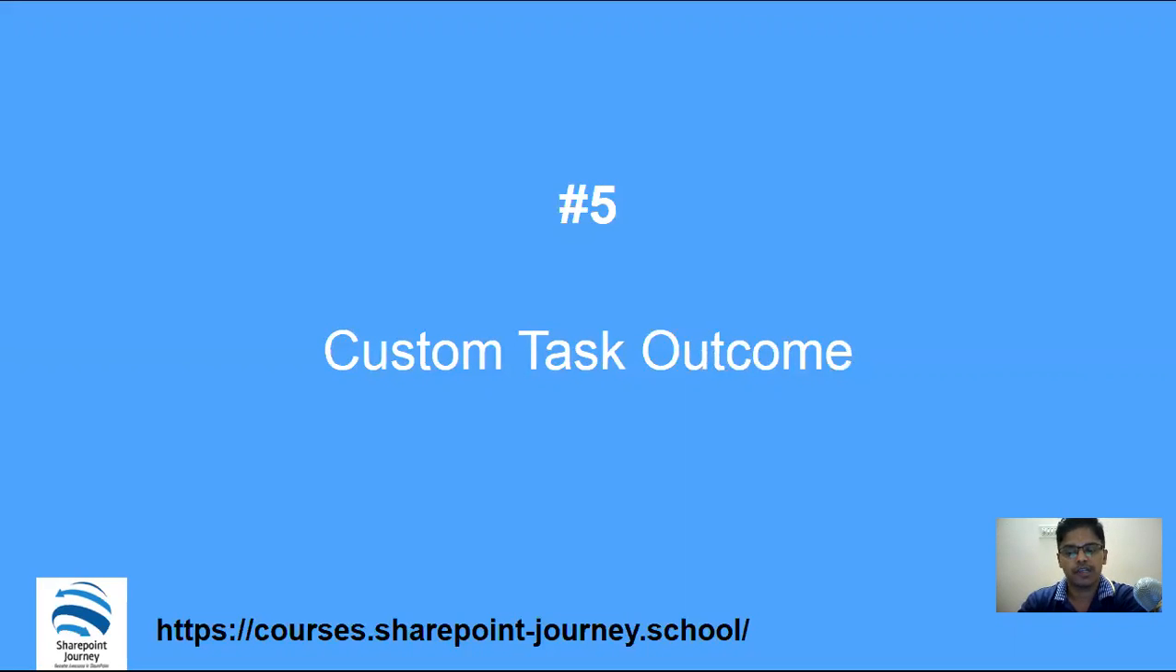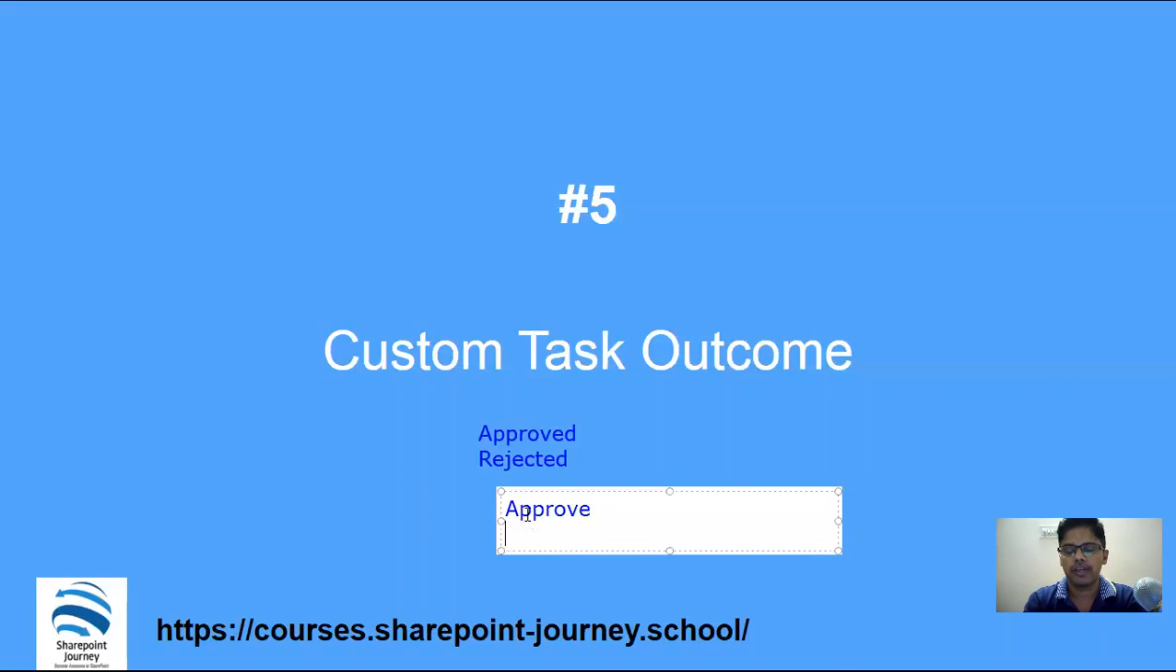We're also going to talk about custom task outcomes. By default, workflows provide only the approved or rejected options. It doesn't provide other options. These are the two options we get by default, but most of the time, the projects that I have worked on may not use the approved or rejected option. Someone will say, okay, I want to use just approve, or I want to use deny.